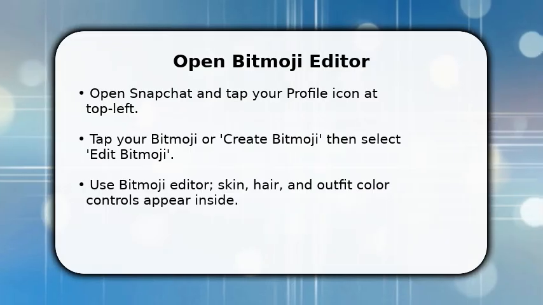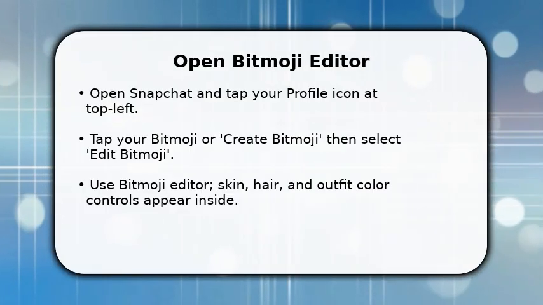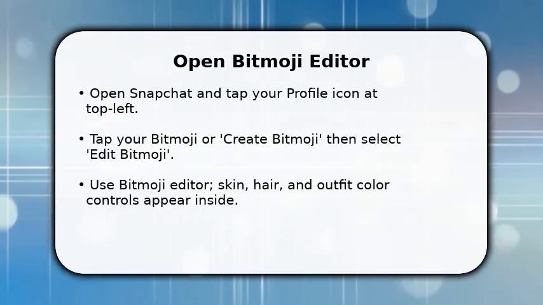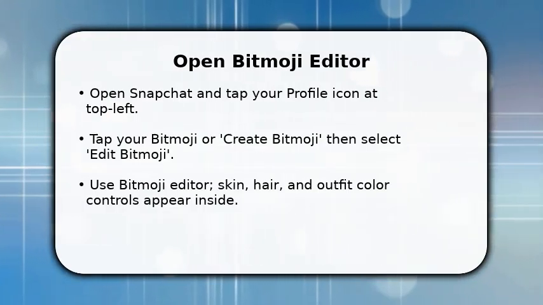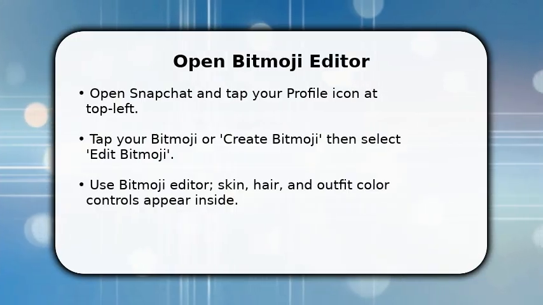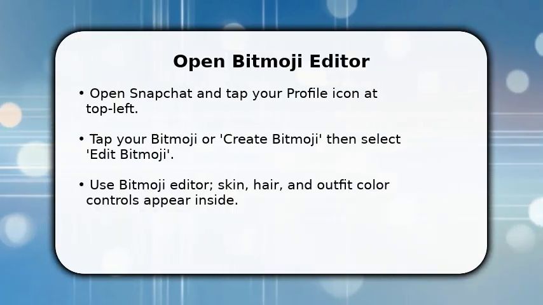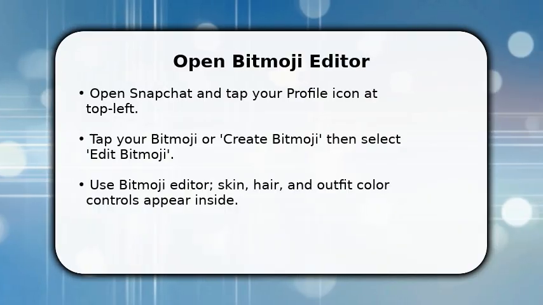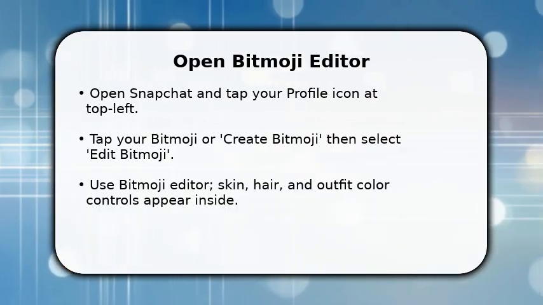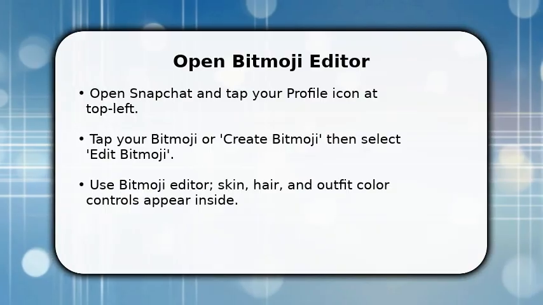Enjoy the video. You start inside Snapchat, so open your profile and tap your Bitmoji to launch the editor. Once tapped, choose Edit Bitmoji and the in-app Bitmoji editor opens. You'll see sections for face, hair, and outfit. Those are where color options live. Don't switch apps, stay in Snapchat for the settings to save directly.